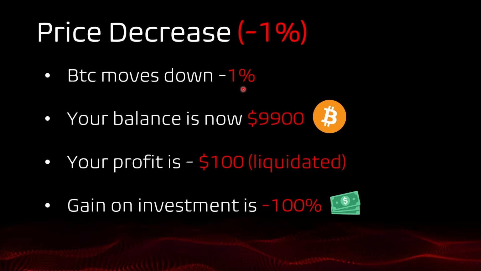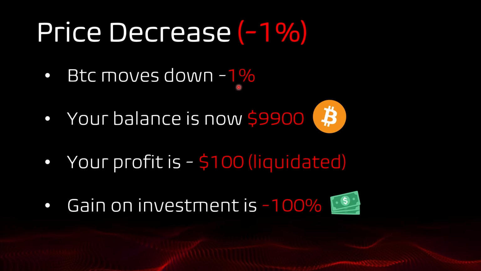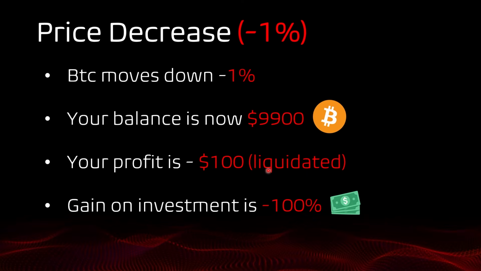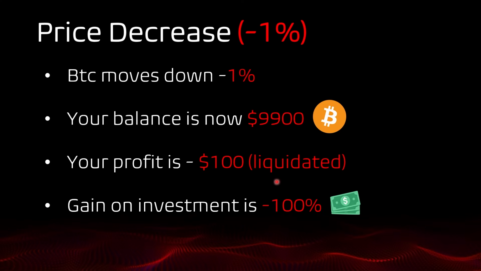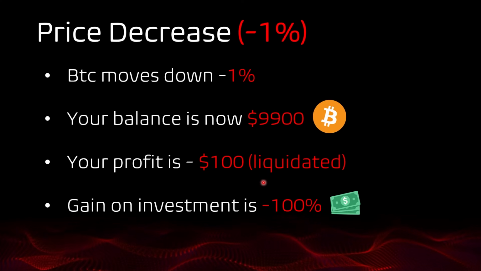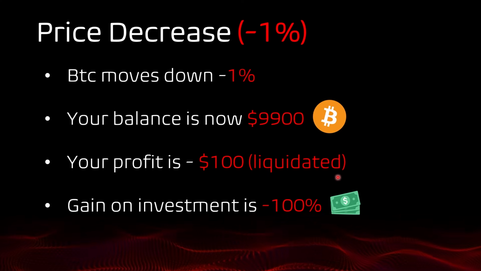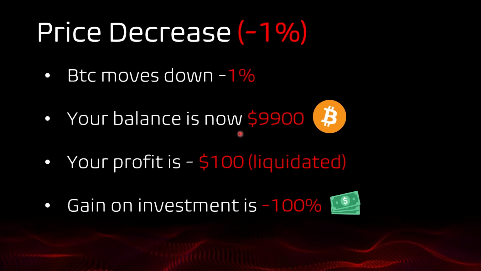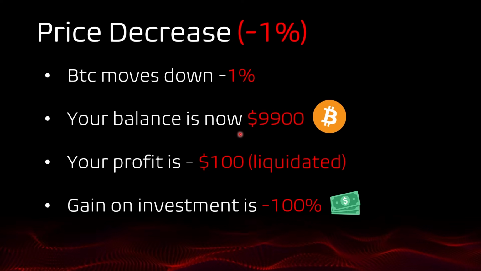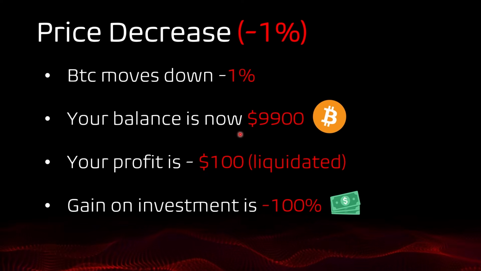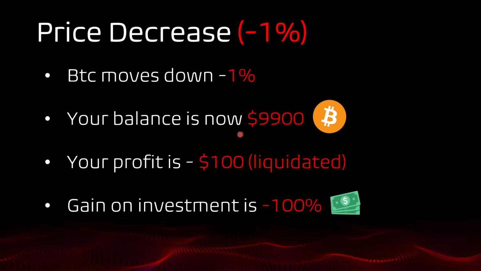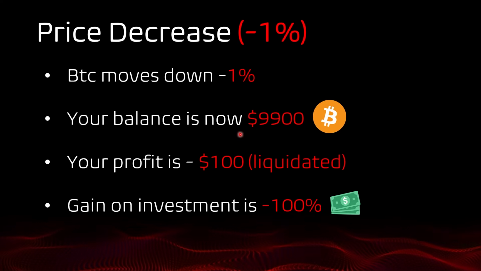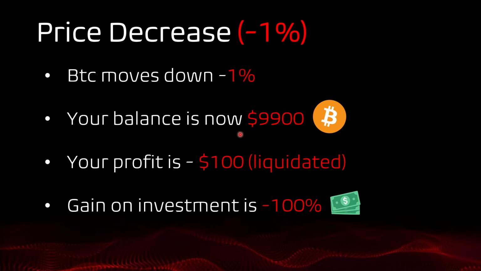For example, let's say Bitcoin moves down 1% after we enter that trade, our virtual balance would be $9,900 and our profit would be minus $100 and our gain on investment would be minus 100%. This would be rather unfortunate and this is where our position gets liquidated. Remember, because we went long and we bet on the price to go up, since it went down 1%, that is why we got liquidated so quickly. And that is why this is quite dangerous. So remember, never use 100x leverage unless you are absolutely certain the price is going to go in your direction without moving 1% or more in either direction. And as we know with cryptocurrency, it can be very, very volatile.